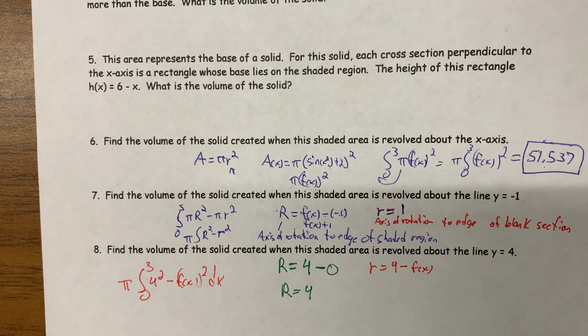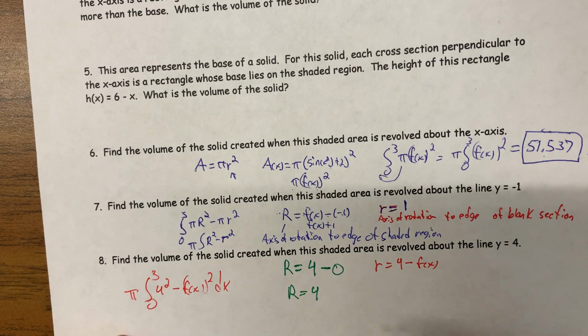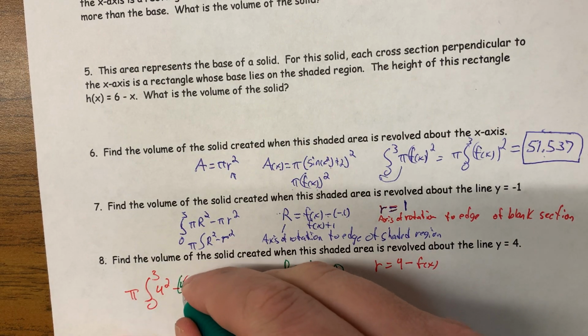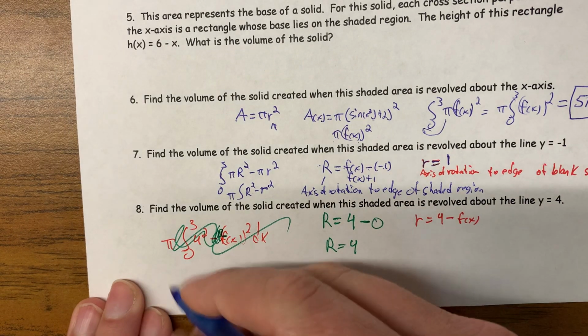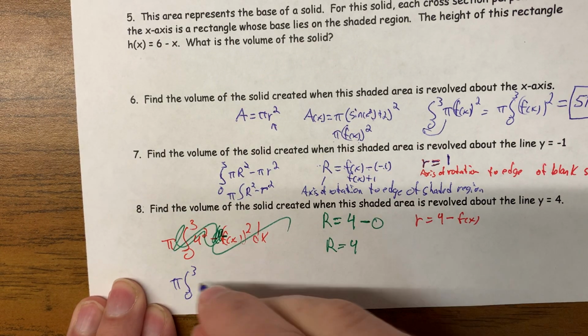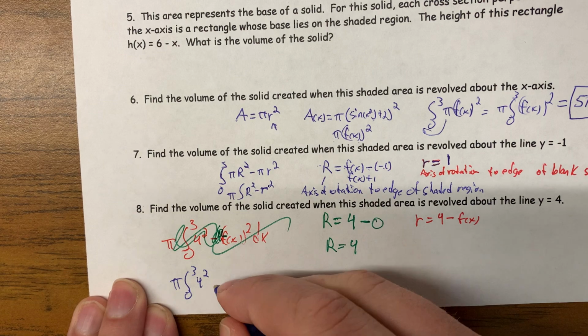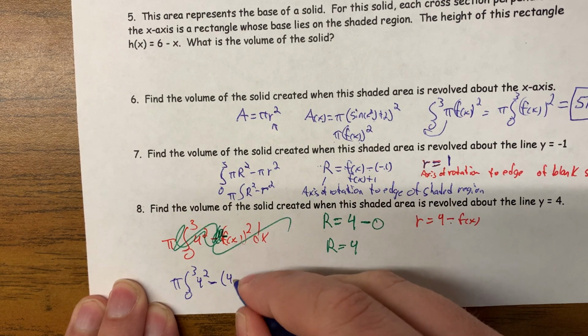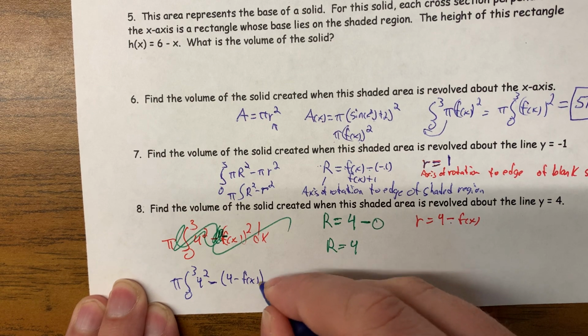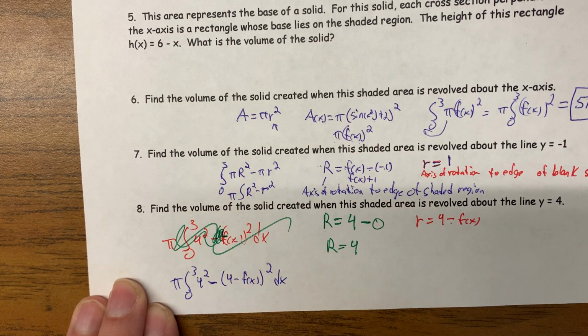Oh, wait, no, hold on. Sorry, this is so ugly, guys. Scratch that, reverse it. Pi times the integral from 0 to 3 of big radius squared minus the little radius, which we said was 4 minus f of x, squared dx.